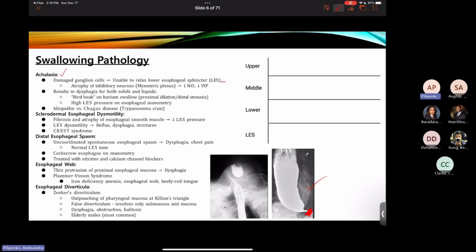You do need to know the mediators that are involved. Basically, because we have atrophy of those neurons, we don't have nitric oxide, and you know that nitric oxide is a vasodilator or dilator in general, right? And also we have decreased production of VIP.